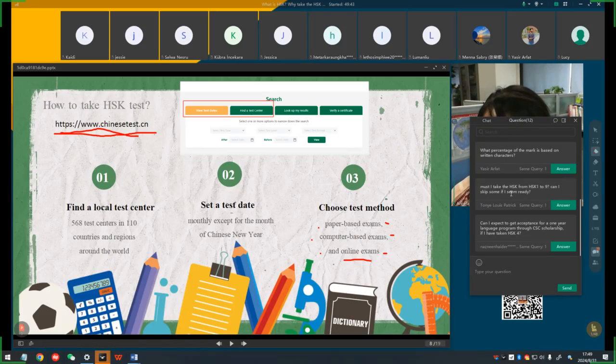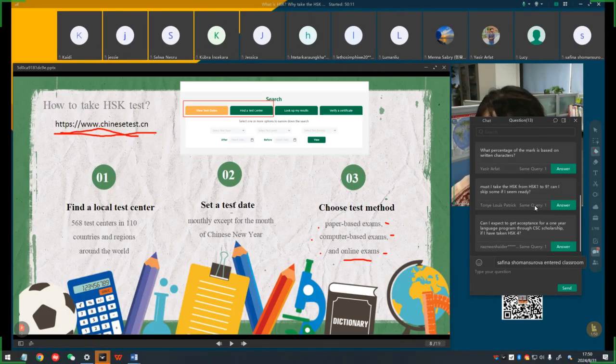Must I take the HSK from HSK 1 to 9? Can I skip some if I seem ready? Yes, of course. It depends on which level you are at right now. For example, if your goal is just to study Chinese here in China and you want to apply for a scholarship, you can skip HSK 1 and 2 and just take HSK 3. And maybe if you have studied for a long term, like 2 years, and you want to test your level, maybe you are not HSK 4, you are HSK 5. You can just skip HSK 4 and take HSK 5. It really depends on you. I don't have a requirement of which level you should start from. You can start from any level.